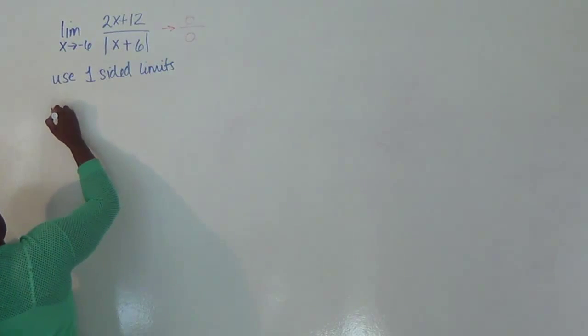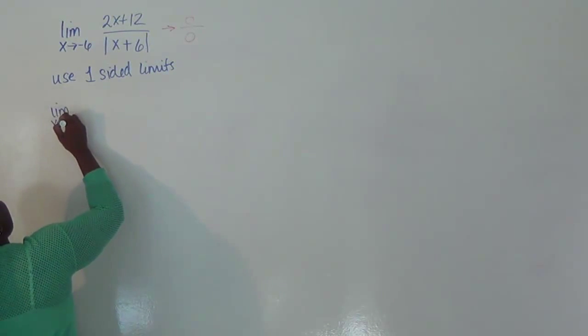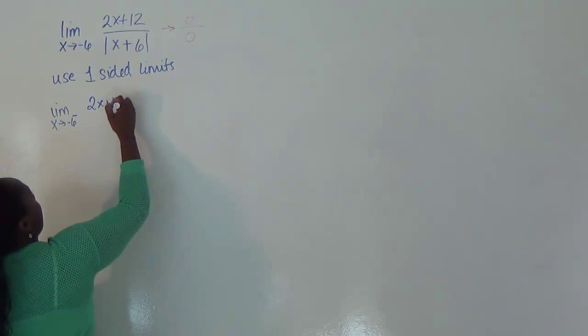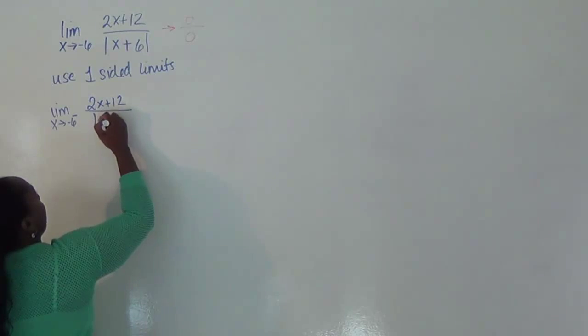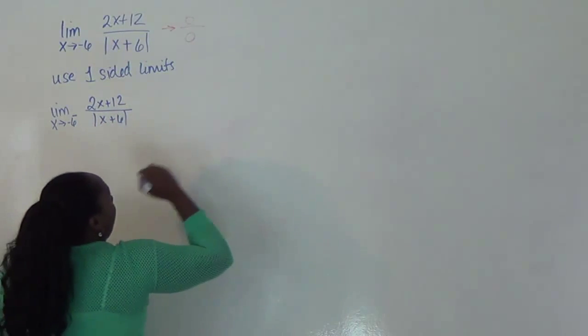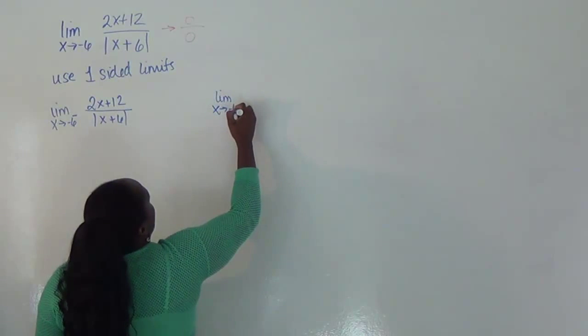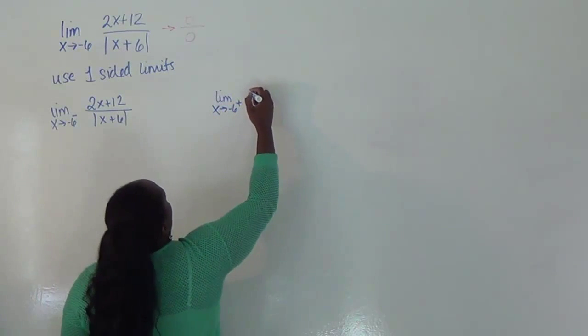And what that means is I'm going to look at the limit as x goes to negative 6 from the negative side of our function. And then I'm going to look at the limit as x goes to negative 6 from the positive side of the function.